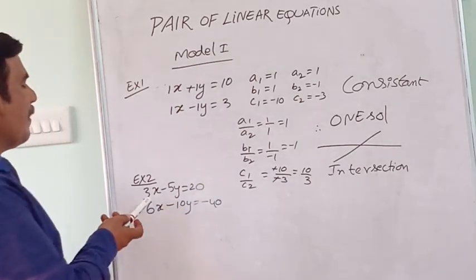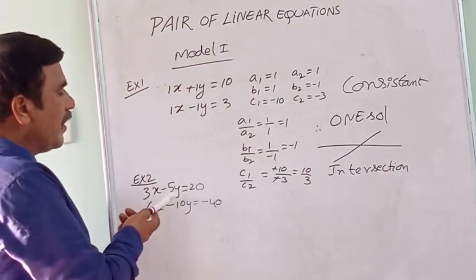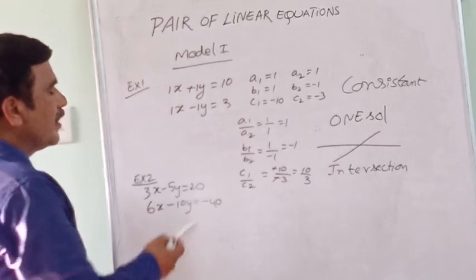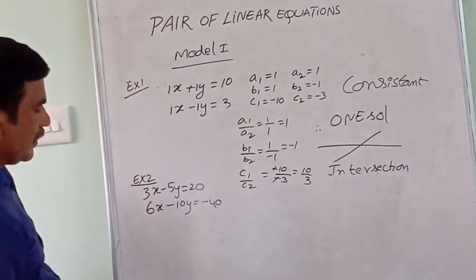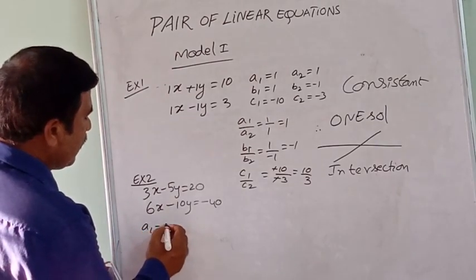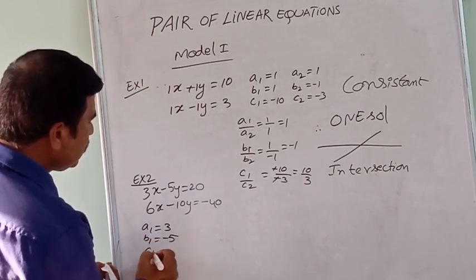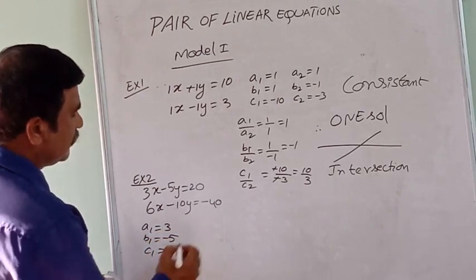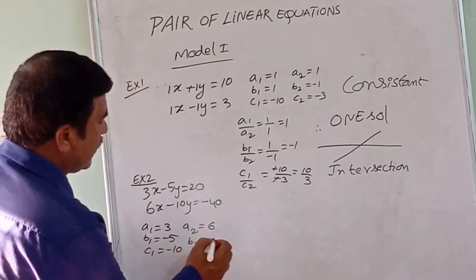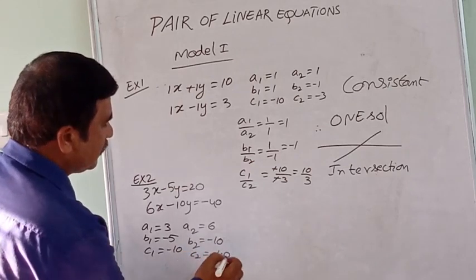Now see example 2. This equation: 3x - 5y = 20, 6x - 10y = -40. In this example also, write a1, b1 and all the values. a1 is 3, b1 is minus 5, c1 is minus 20. a2 is 6, b2 is minus 10, c2 is minus 40.